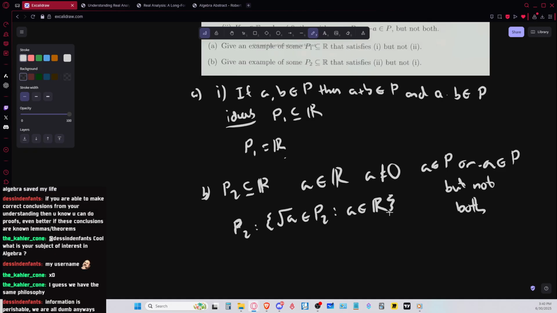Information is perishable. We are all dumb anyways. Well, I'm glad I'm not alone in that case. I mean, it's true when you learn math and physics. The more you learn, the stupider you feel. And it makes you feel like you don't know a lot. But I think that's why people don't like learning the subjects, because it feels as if the more you learn, you feel as if you're behind every single person that gets it. But it's okay. We're all in good company.